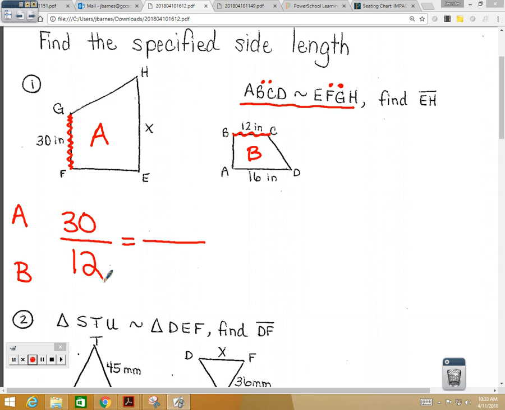Then our other corresponding sides: in my big shape, my A shape that's going in my numerator, that is my X side. And the side that corresponds in the little shape is AD, which is 16. So that's going to go into my denominator. So what I have now is a proportion. We reviewed briefly how to solve proportions. Who can help us out with how to solve this?